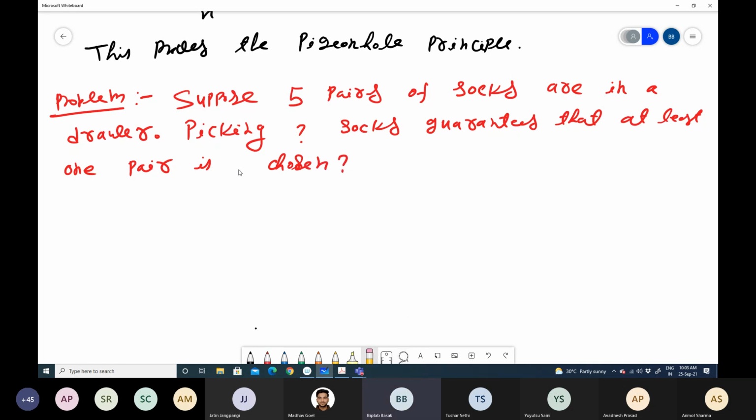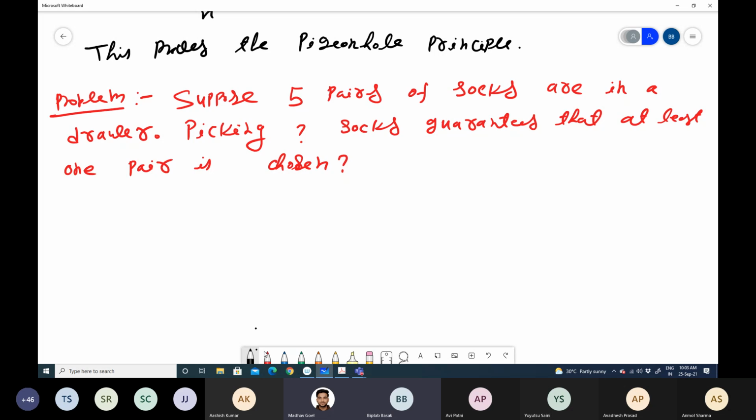Now can you give me the answer, and also give me the solution, how you will approach? Sir, the answer should be 6. Okay, so how will you prove that? From the pigeonhole principle, or by showing an example, like in the worst case we can choose 5 socks such that all the socks are different. Suppose you have to use the pigeon principle, right?